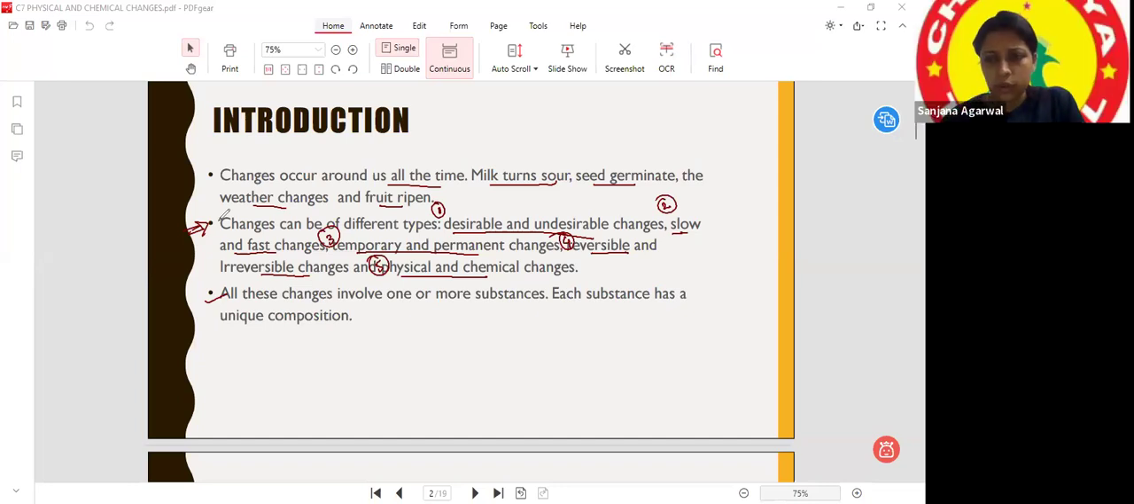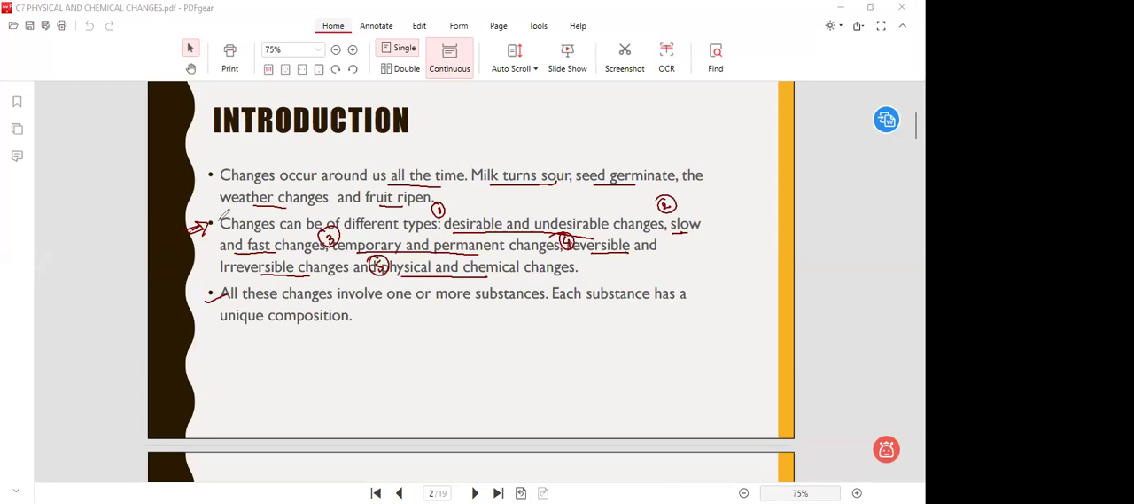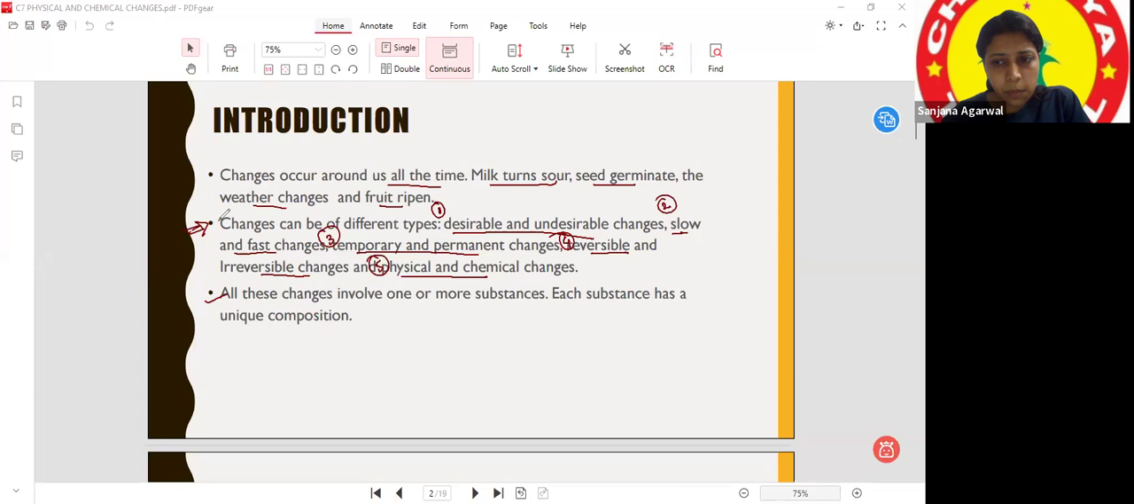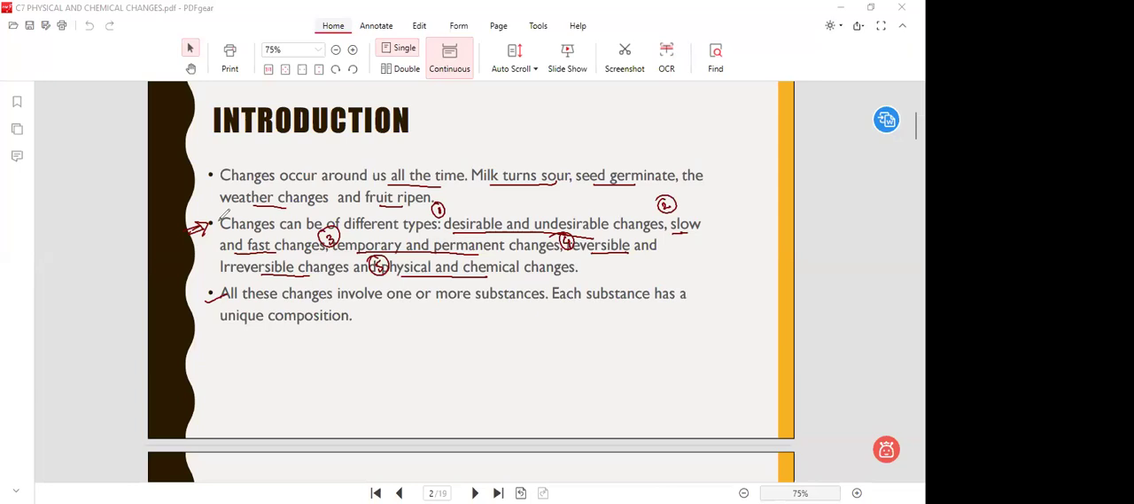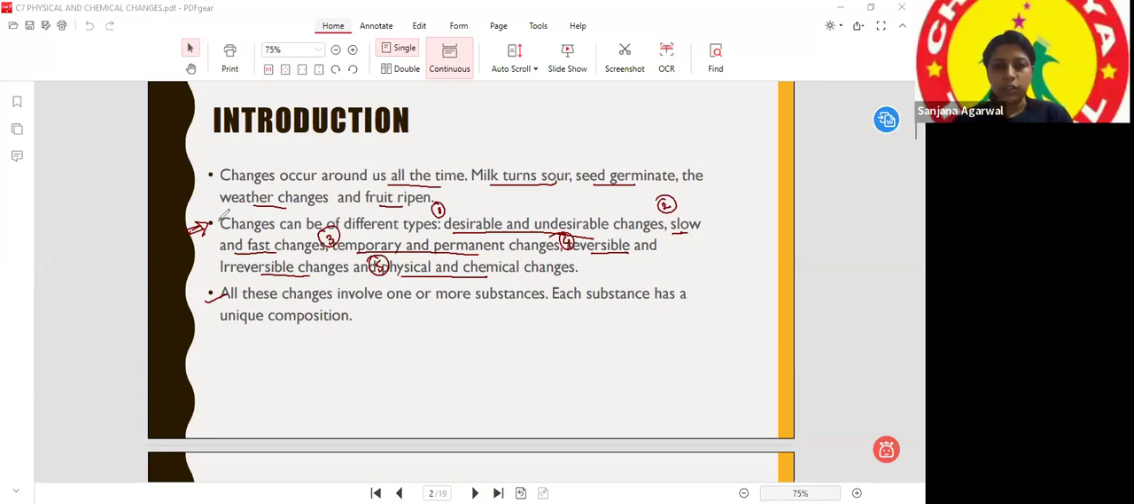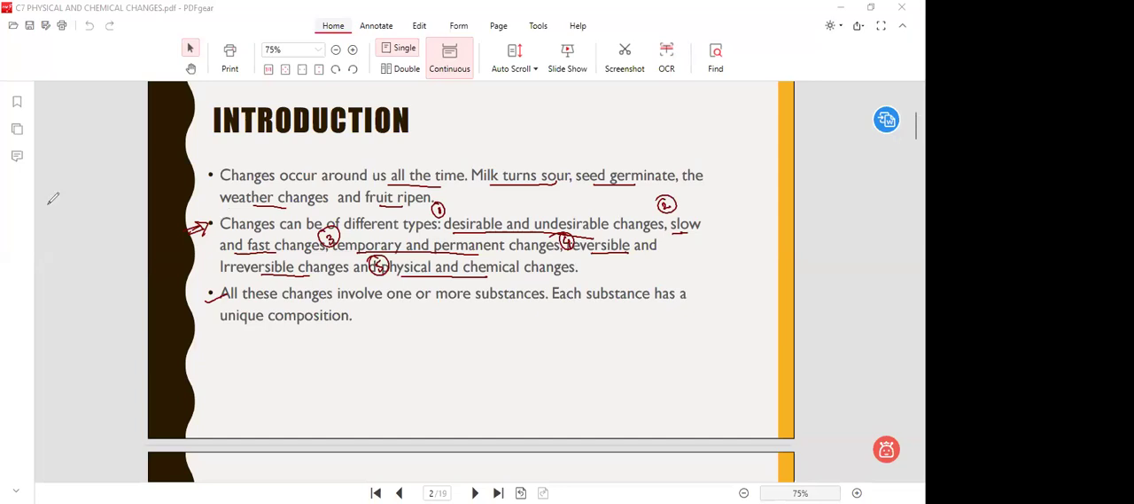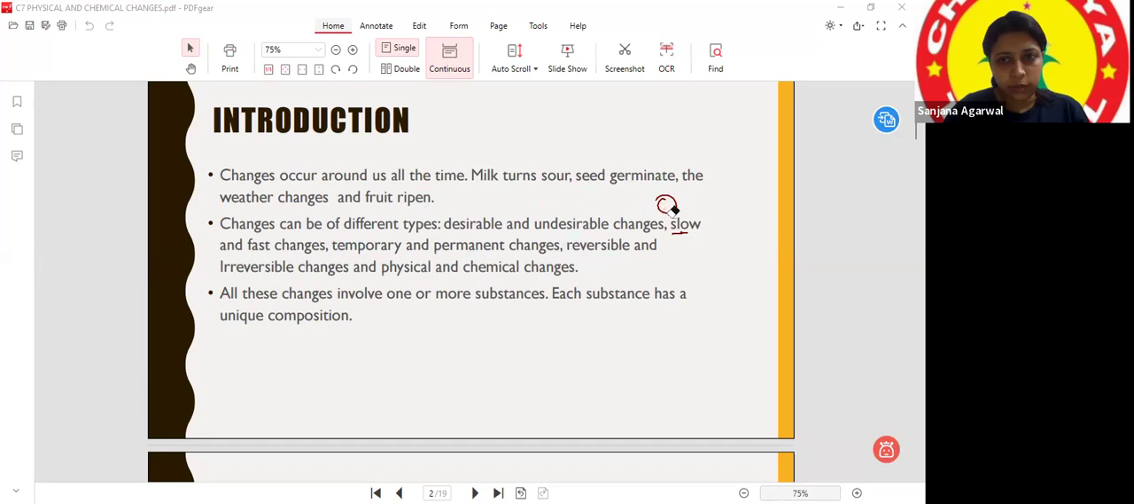Boiling of water. Noted? Ma'am, melting of ice is a fast change. Great. Ma'am, can a fast change be like breathing? I'm just asking, can it be breathing? Yes, breathing can be a fast change. It can be a fast change.